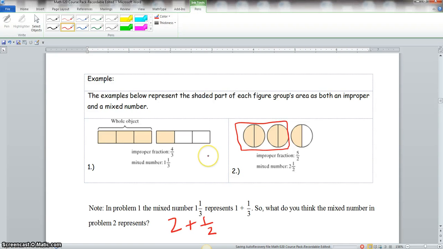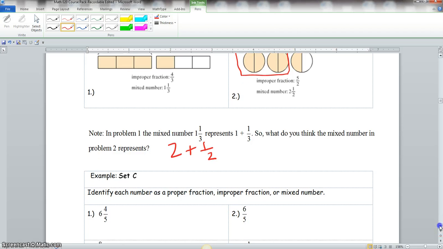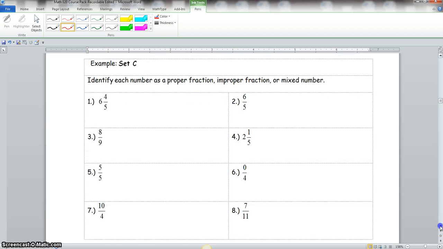Okay, class, picking up where we left off. It says, note in problem 1, the mixed number 1 and 1/3 represents 1 plus 1/3. So what do you think the mixed number in problem 2 represents? It represents 2 plus 1/2. So remember, it's always the whole number or the integer plus the fraction, and that will give you your answer.